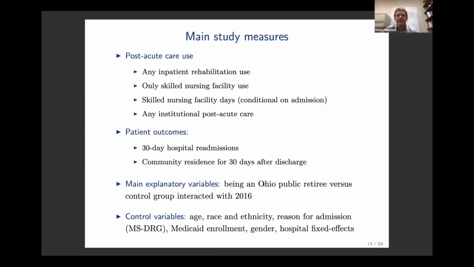So briefly talking about the study measures, we're looking at any inpatient rehab use, only receiving skilled nursing facility care, days in a skilled nursing facility, and also receiving any institutional post-acute care. The outcomes we're looking at include 30-day hospital readmissions, as well as residing in the community for all 30 days after discharge. And it being a diff-in-diff, our main explanatory variable is being a public retiree in 2016. And we have a bunch of control variables as well.